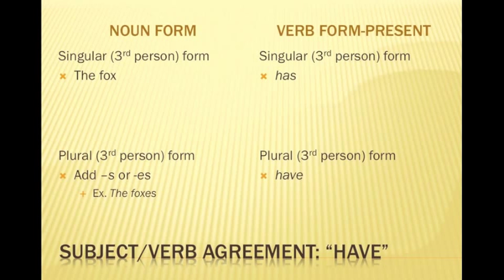Another example that's somewhat different from our pattern is the verb have. Again, in the present form, the singular third person would be the fox has, whereas in the plural form it would be the foxes have.